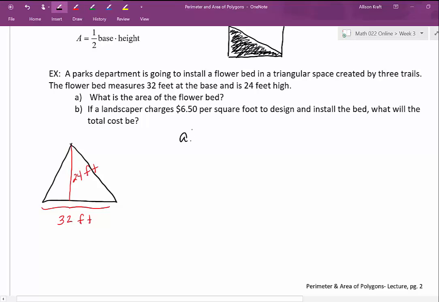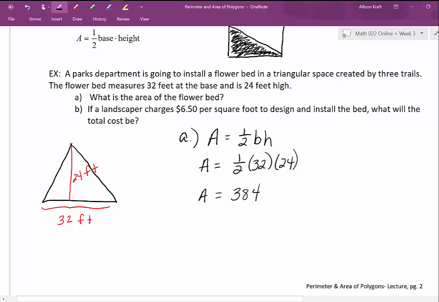Part A, we want to find the area of the flower bed. We know that the area is 1/2 the base times the height. The area is going to be 1/2 times 32 times 24. When we multiply that together, we end up with 384. And now we need to put in our unit.